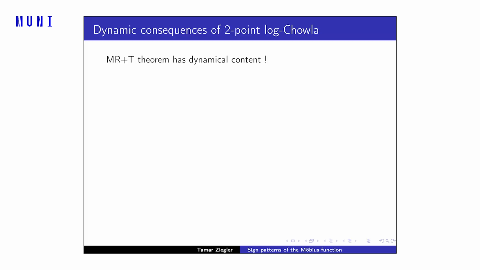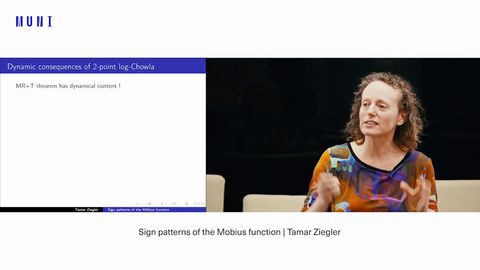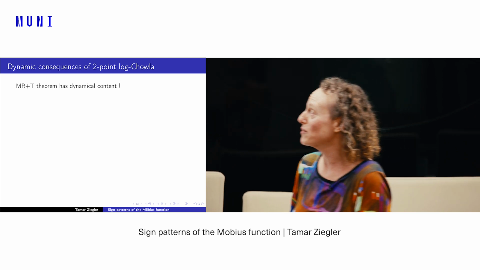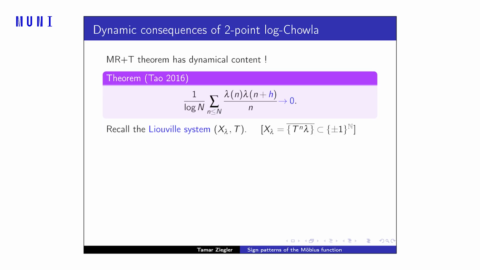I claim that you can take these Matomaki, Radziwill, and Tao theorems and actually prove that they have a dynamical content. They really say something about this Liouville system that I told you about before. So this was the theorem of Tao, the two-point Chowla theorem of Tao. And recall this Liouville system, the system X lambda. I took the point lambda, I looked at its orbit, I closed it. I want to study the entropy of this system or something about this system.